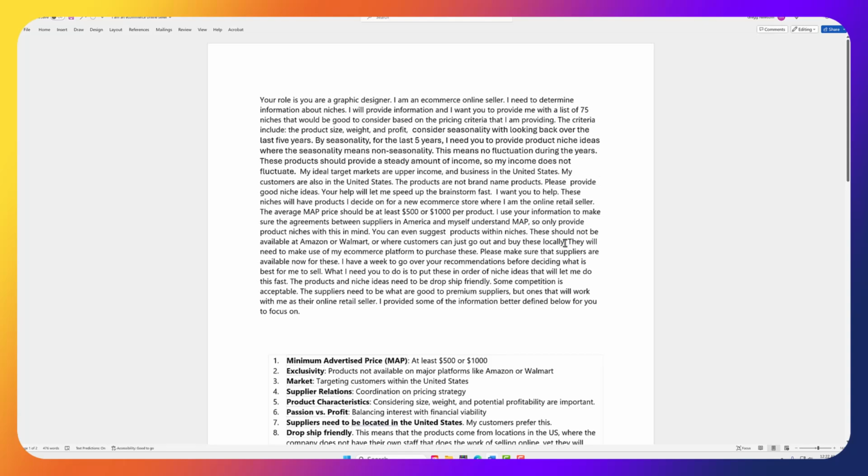Because some of them, you'll see, I haven't ran this one here, but I'm pretty sure you're not going to be able to find any of these locally by getting in your car and driving to it. They will need to make use of my e-commerce platform to purchase these. Being very clear on that. Make sure that the suppliers are available for these. I don't want products that are just some idea. I need them.